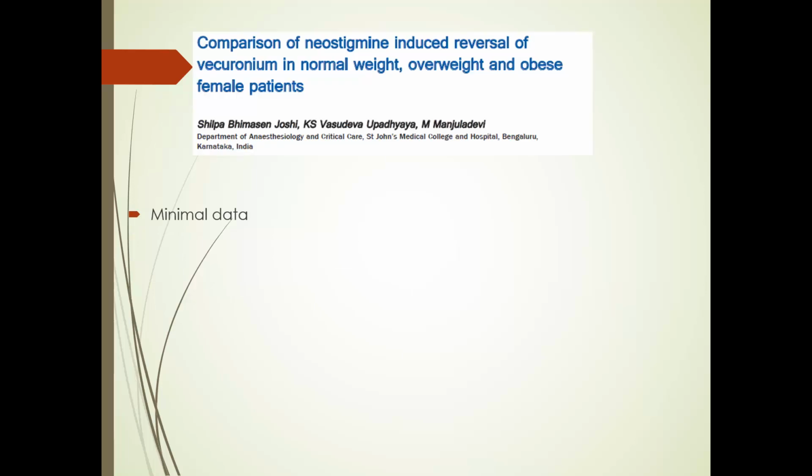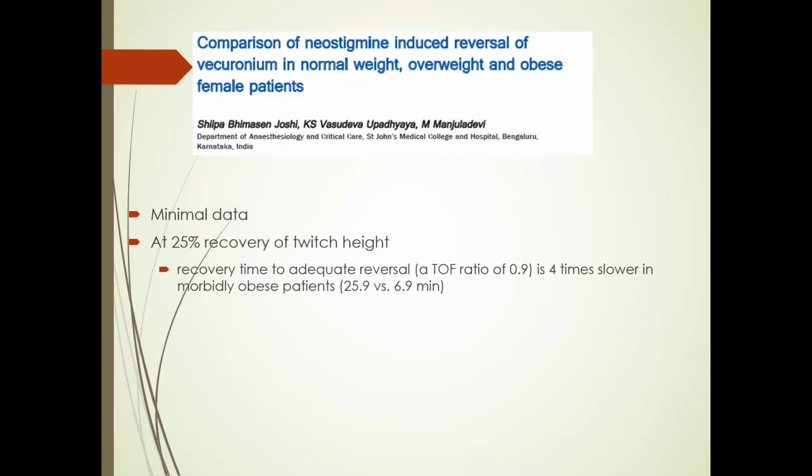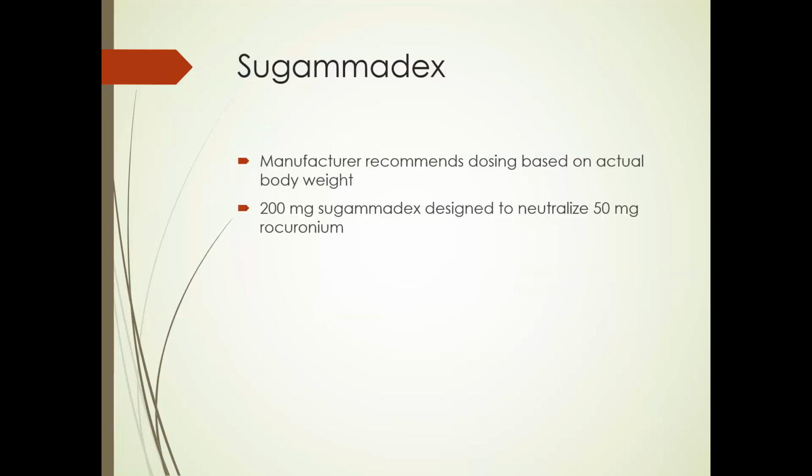But neostigmine: there's very minimal data, and at 25% recovery of twitch height, the recovery time to adequate reversal is about 4 times slower in obese patients. So total body weight is used to calculate the dose, but again, you still have the maximum of 5 mg for the neostigmine. Sugammadex is a more controversial thing when it comes to dosing for morbidly obese patients.